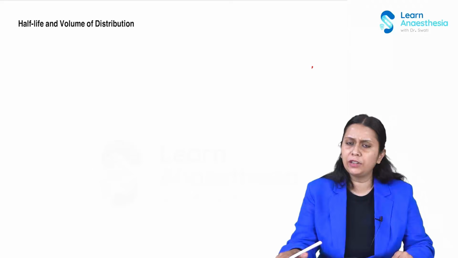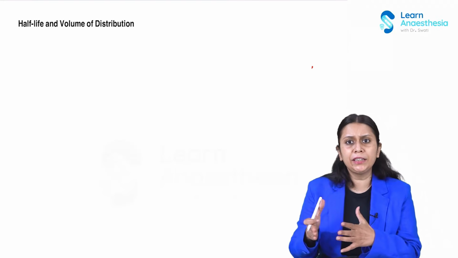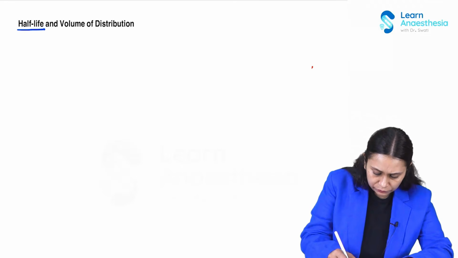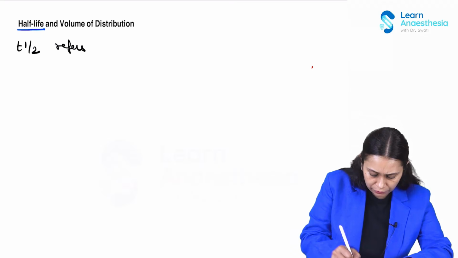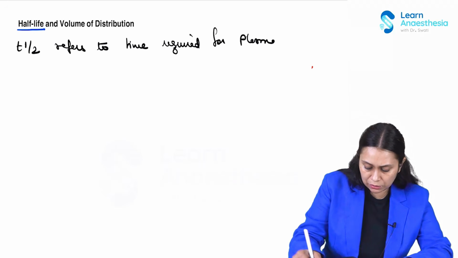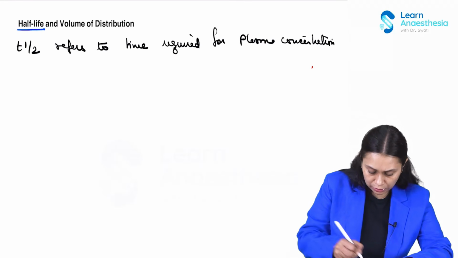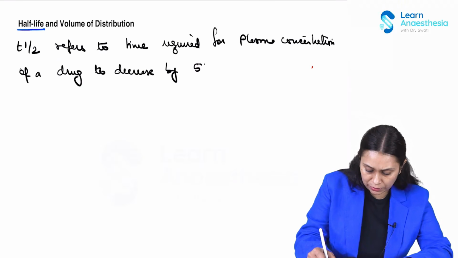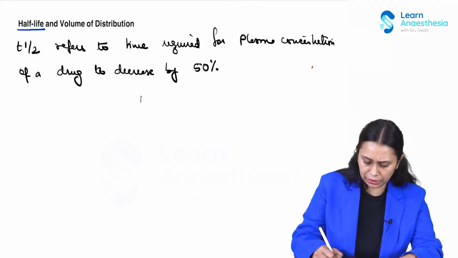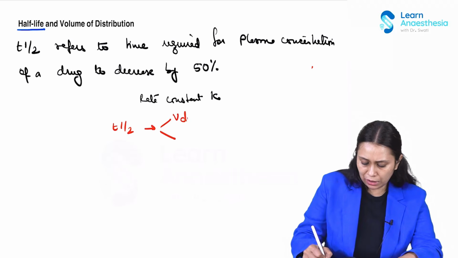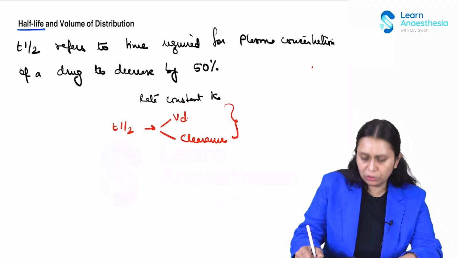So how do you define the half-life? The half-life of any drug is the time taken by the drug to achieve 50% of its concentration. So half-life, or T-half, refers to the time required for the plasma concentration of a drug to decrease by 50%, right? And it is dependent on rate constant K, and this K is dependent on, which makes the half-life dependent on, volume of distribution and the clearance of the drug. So it is dependent on these two factors.